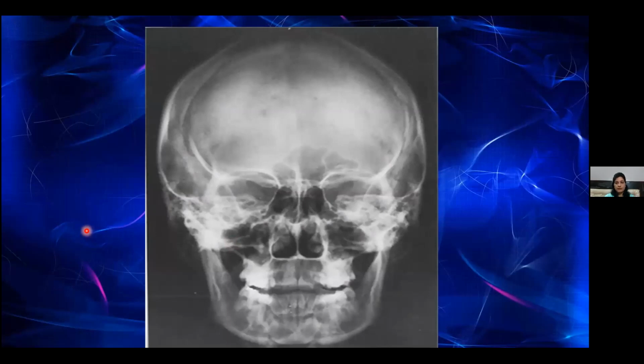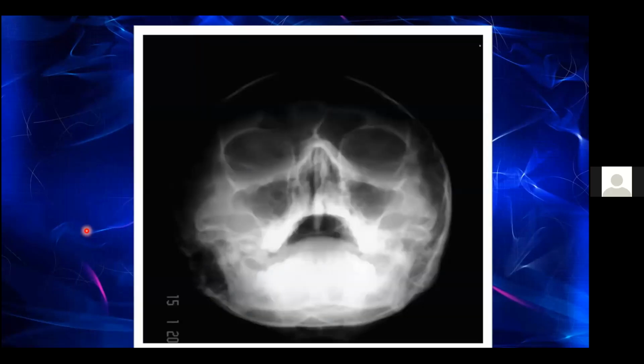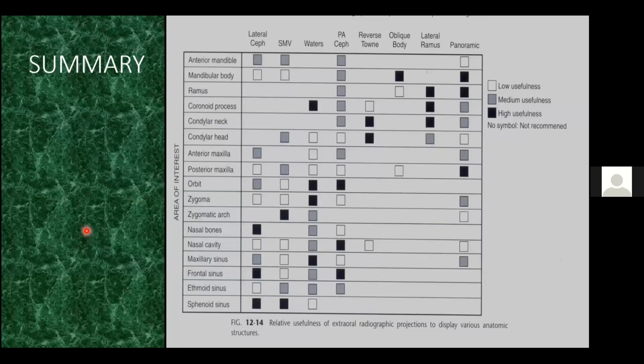PA skull, okay? What is this? Jug handle view. Waters view. Indications for Waters view? Sinus, Clifford factor. Sinus examination. Good. Very good. So whatever I have told you, this is just the summary.